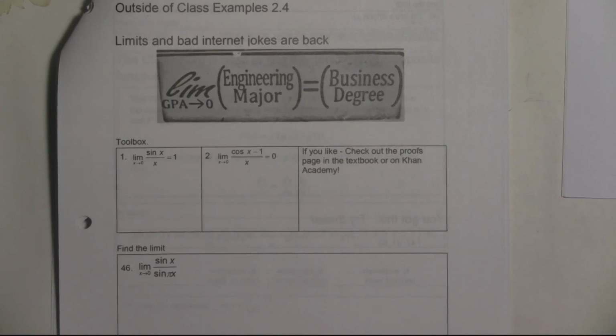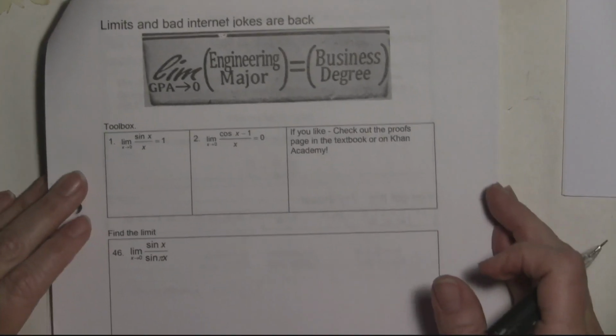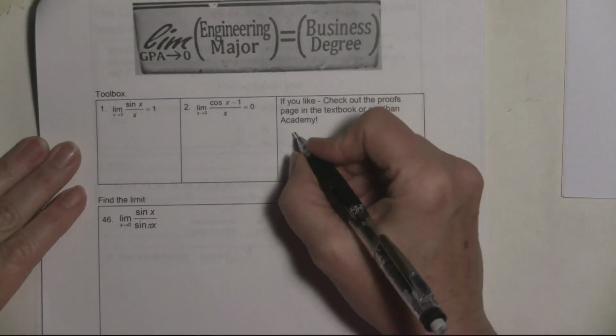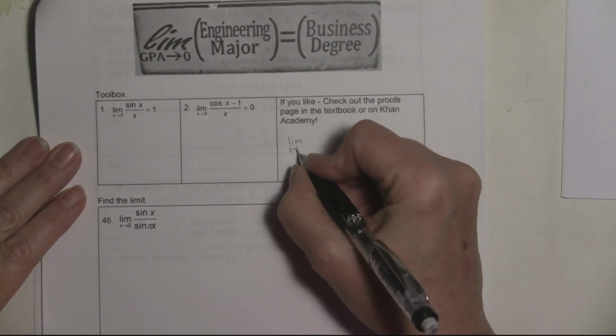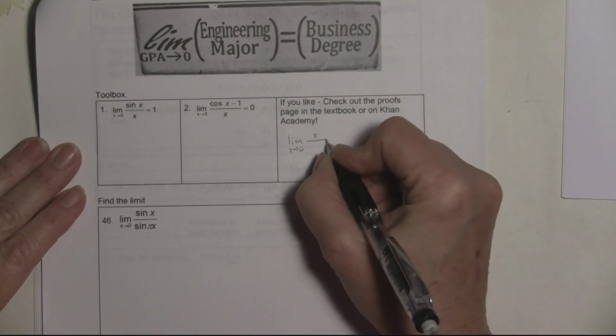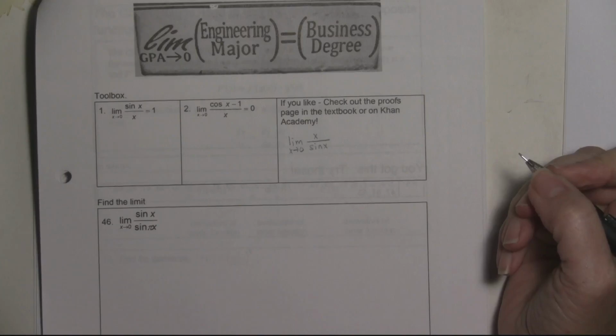Of course, the idea isn't just to get the right answer. That's nice too. But the idea is to show work in a manner that makes sense. So one thing I want to add to the toolbox right now while we're here is that the limit as x approaches 0 of x divided by sine of x is also equal to 1.